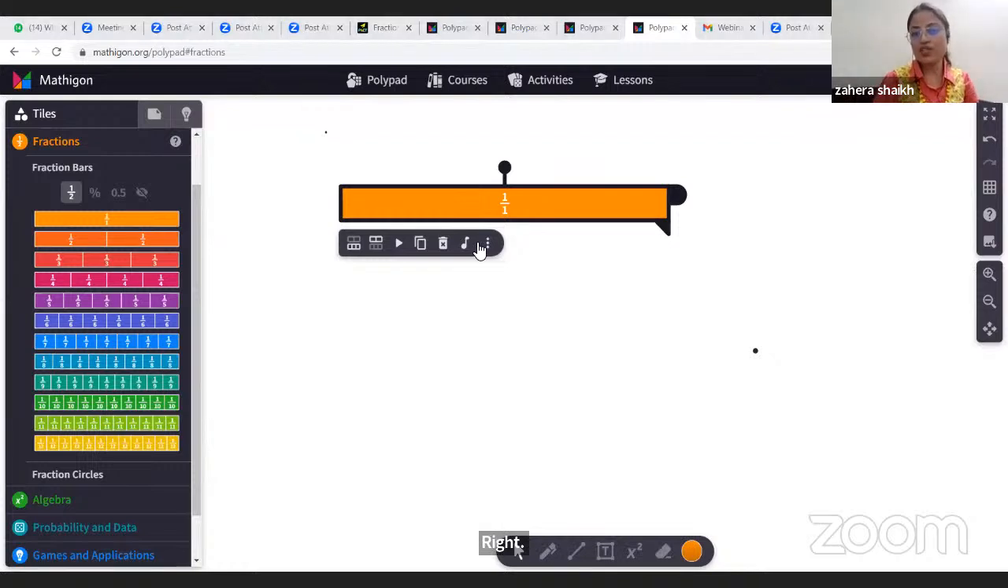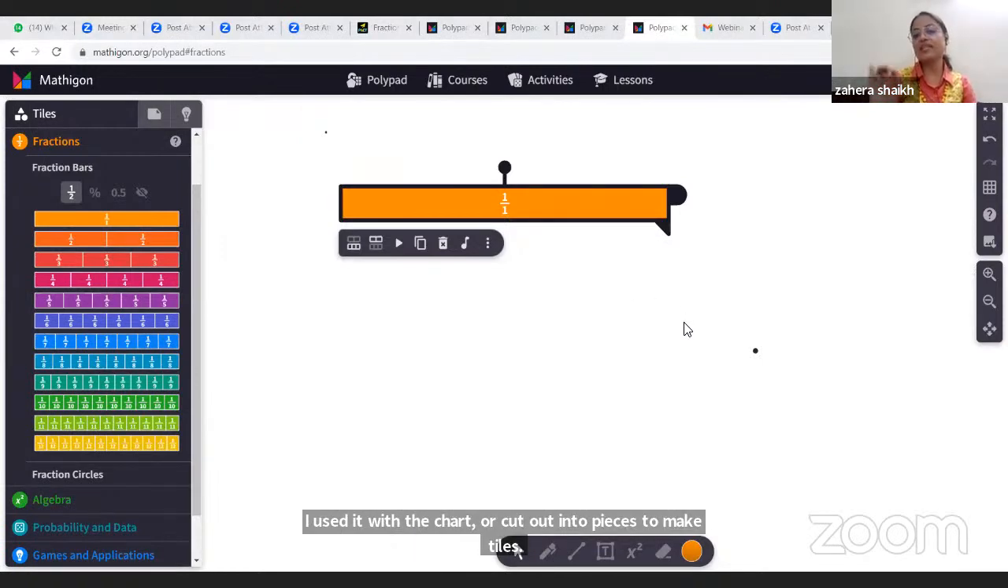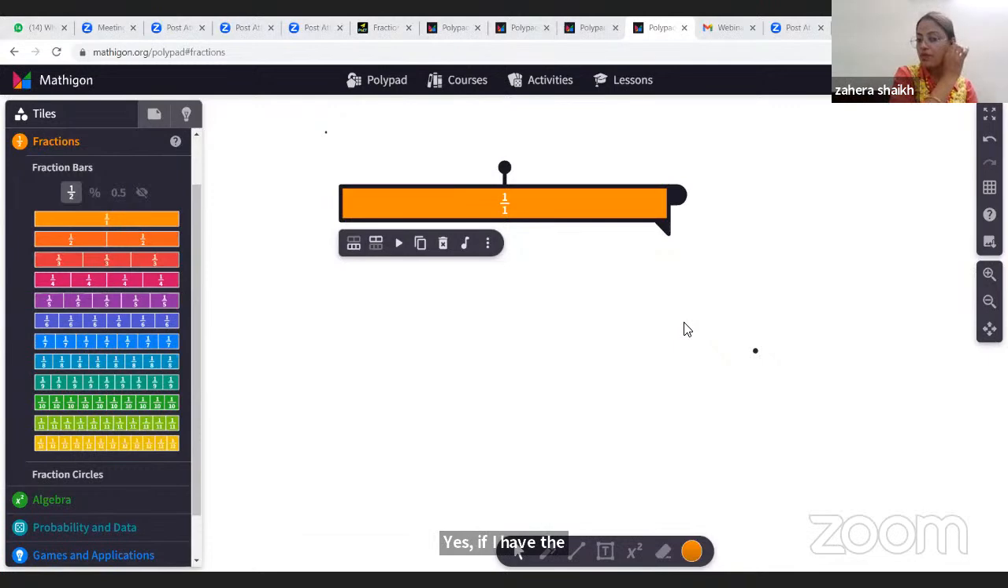Yeah, I used a chart cut out into pieces to make tiles. If I have identical chart paper cutouts, then only will it be possible for me to explain and make the children understand how these fraction tiles are interconnected or equivalent. If I'm able to make the cutouts identical, because if I have a whole, in that whole, the rest of the fractions should be made, right?